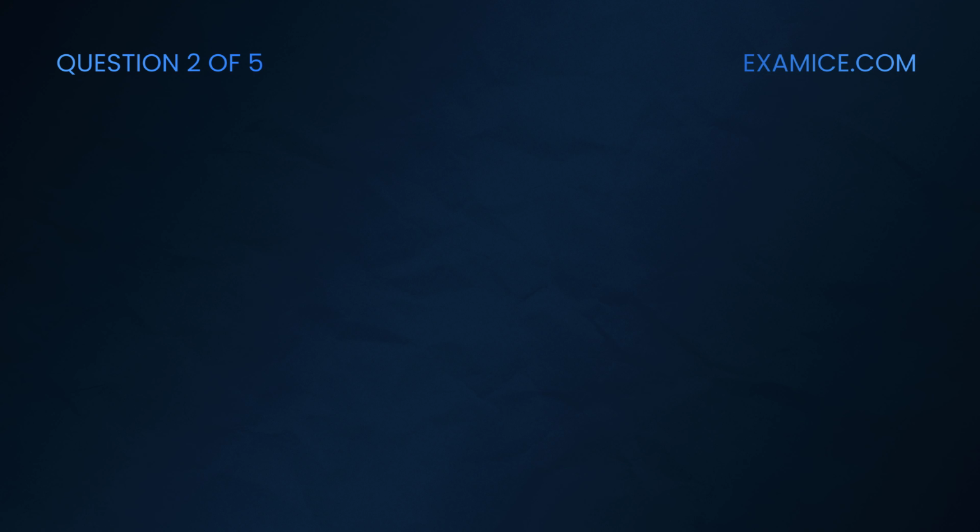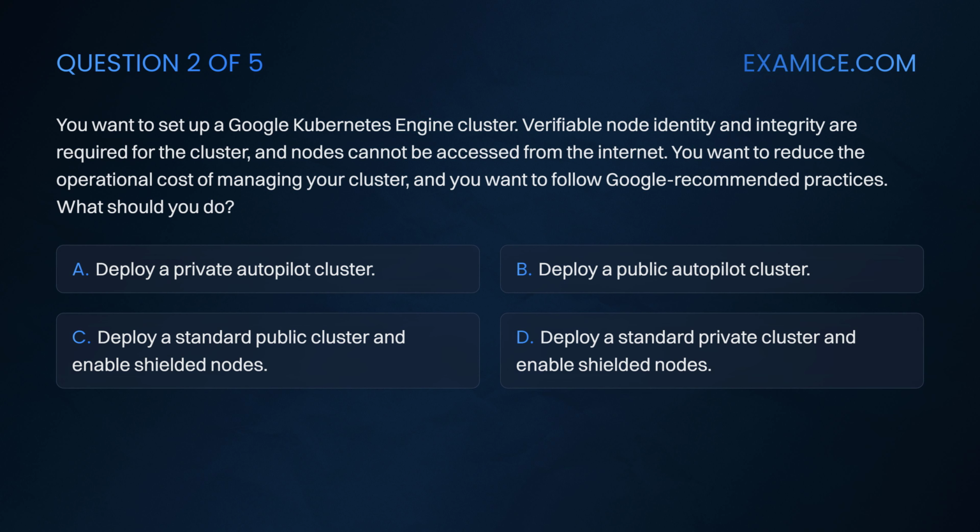Question 2. You want to set up a Google Kubernetes Engine cluster. Verifiable node identity and integrity are required for the cluster, and nodes cannot be accessed from the internet. You want to reduce the operational cost of managing your cluster, and you want to follow Google recommended practices. What should you do? Option A. Deploy a private Autopilot cluster.